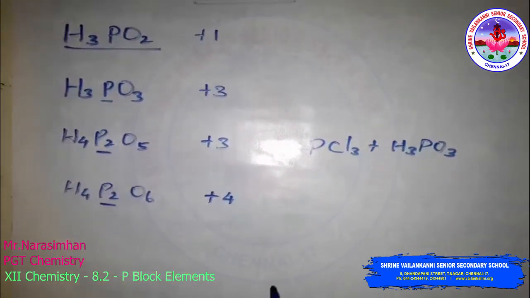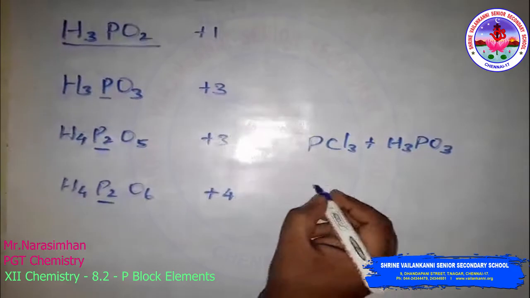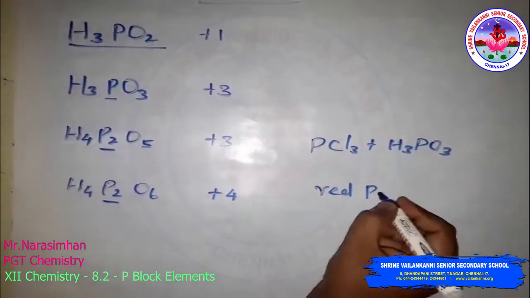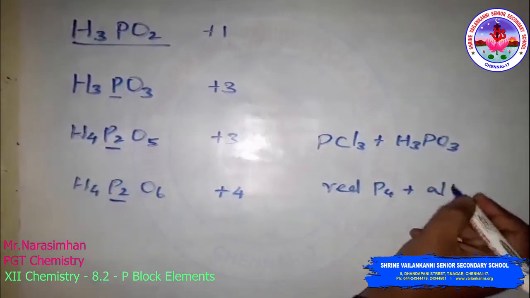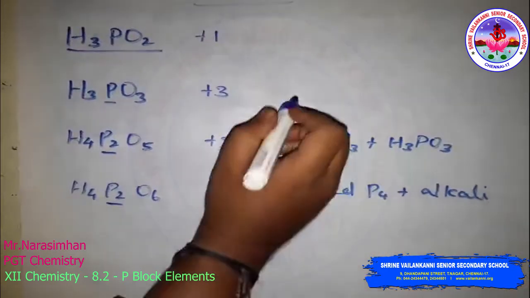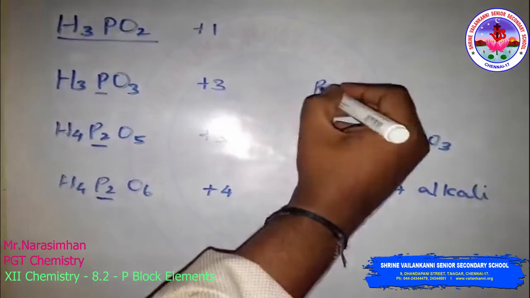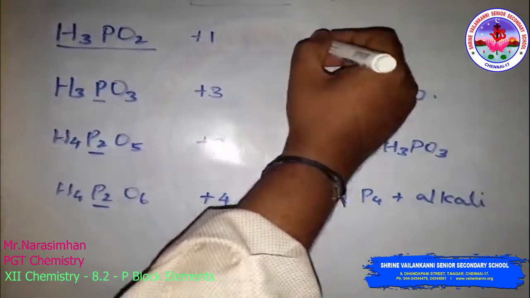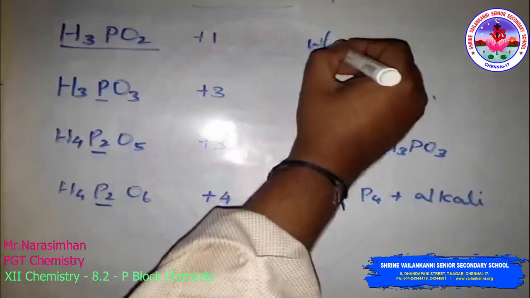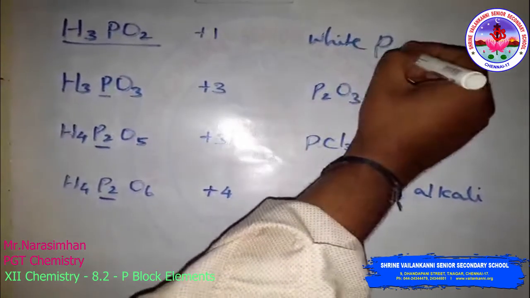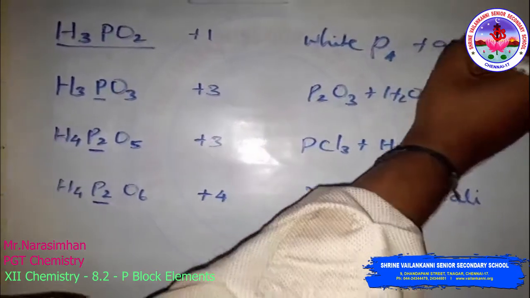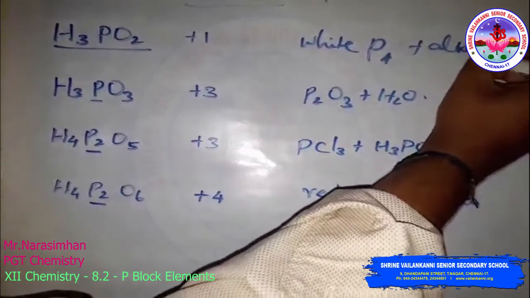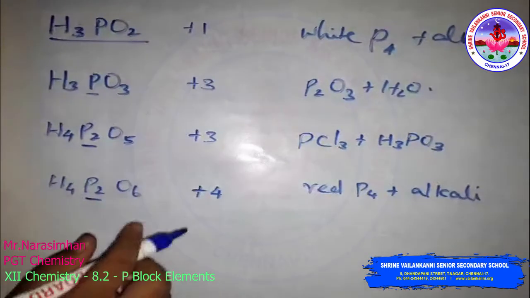And the preparation of this compound is red phosphorus reacting with alkali. The reactants are P and H2O. This is white phosphorus. White phosphorus reacts with alkali. So these are the common preparation methods of these compounds.